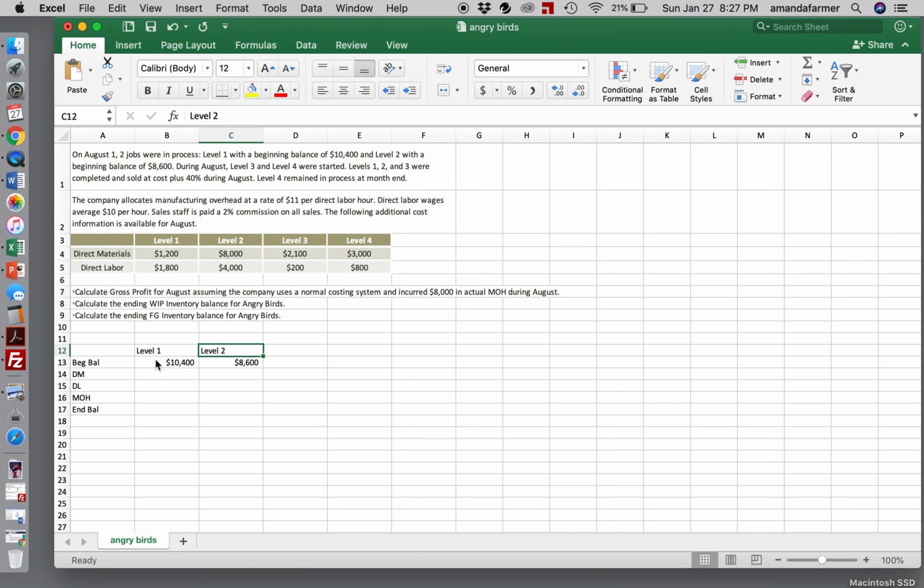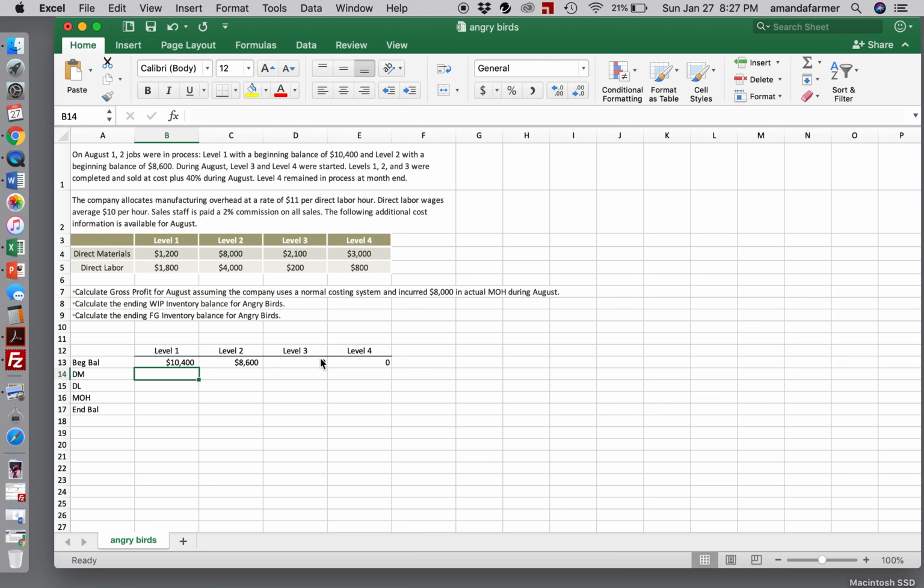And then we're told that during the month, there were 2 additional levels started. So Level 3 and then Level 4. So we have 4 different levels that we're looking at here for these job cost records. 2 of those are in process, and then 2 of those were started in the current period, so with no beginning balance.